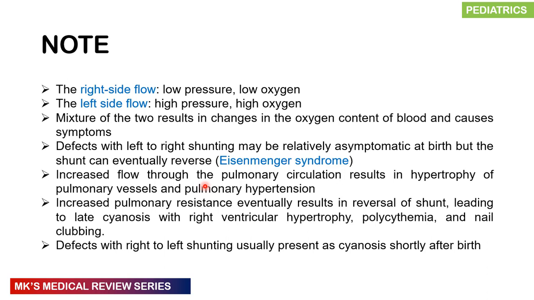This is going to later lead on to cyanosis. It's going to lead to right ventricular hypertrophy. It's going to lead to polycythemia. It's going to be leading to fingernail clubbing. And of course, defects with right to left shunts usually are going to be presenting with cyanosis because oxygenated blood is being mixed with deoxygenated blood.